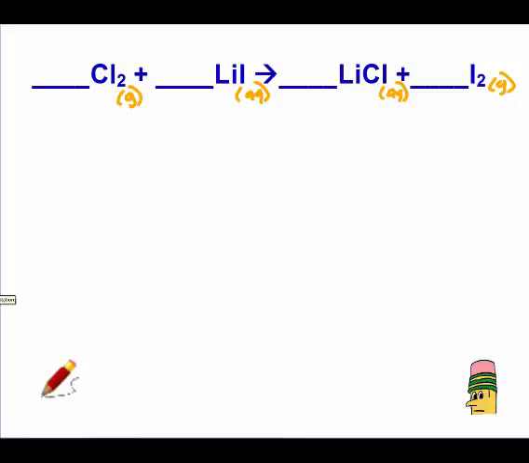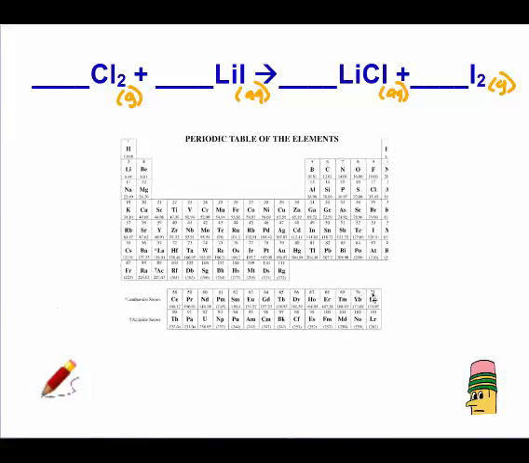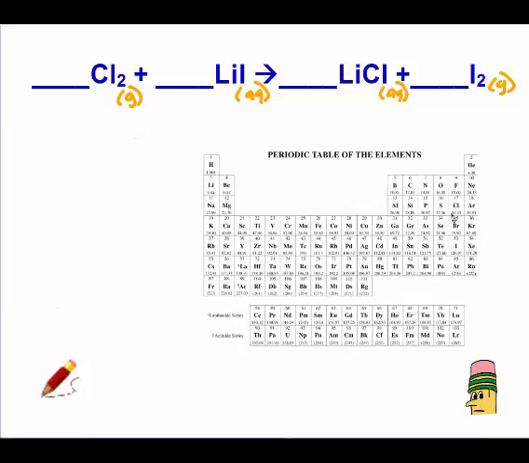That's what you should have gotten. Chlorine should be a gas. Lithium iodide, aqueous, because it said a solution. Lithium chloride is also a solution, so aqueous. And iodine is a gas. Your chlorine and iodine should have 2s with them because both of them were diatomic.